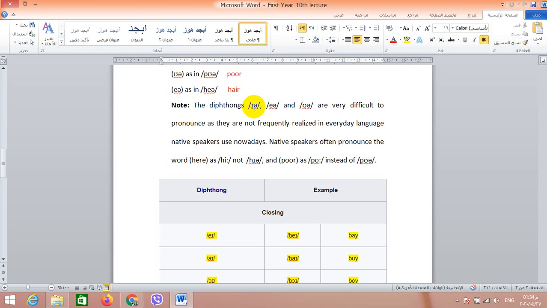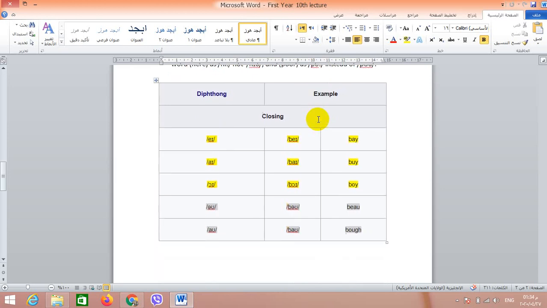in the correct way. Actually, most people now, native speakers of English, I mean, they don't say here, they say here. I'm standing here, not here. Most of them say here. And poor instead of poor. They use o instead of ua. So these diphthongs are difficult because they are not frequently used, and we do not frequently hear them.